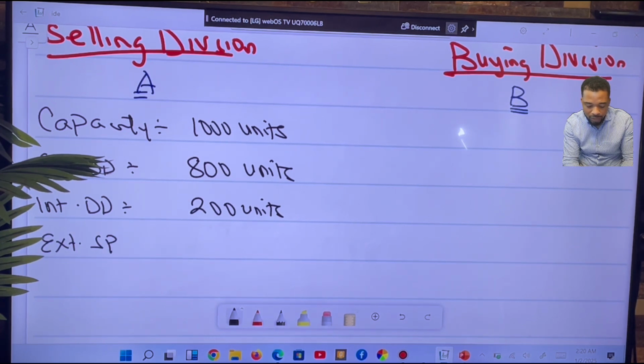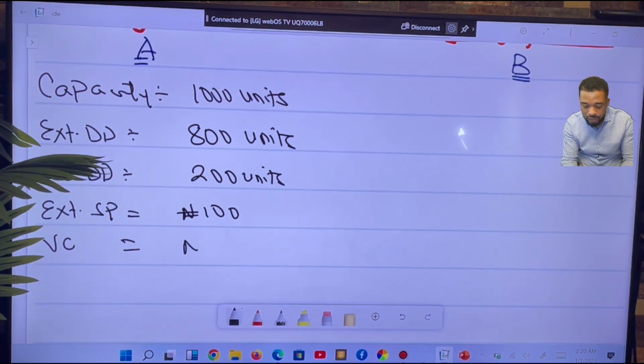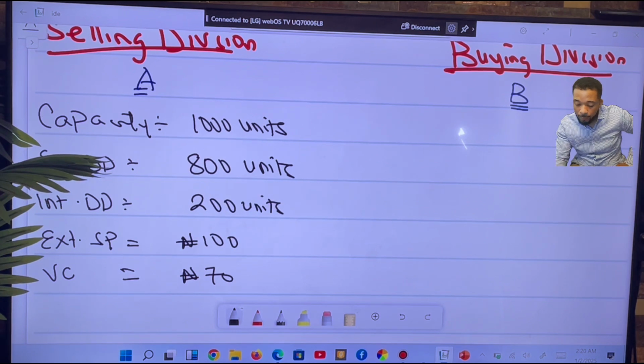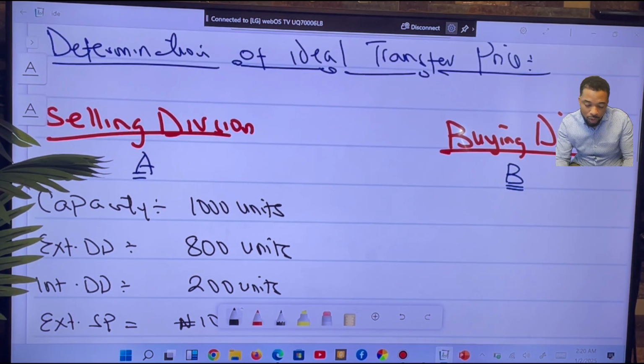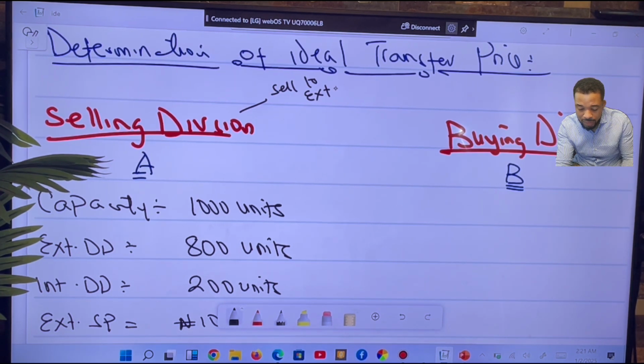External selling price, which is the market price, let's say is 100 naira. And then variable cost for this product, say is 70 naira. Right. So now division A that is selling can decide to sell to the external market and can also sell to internal.